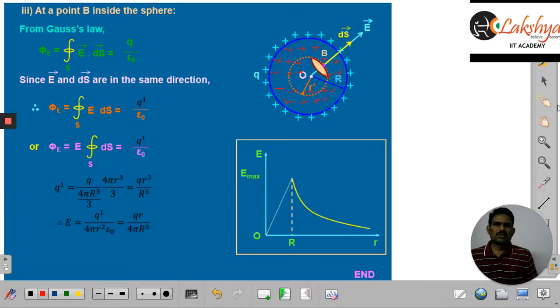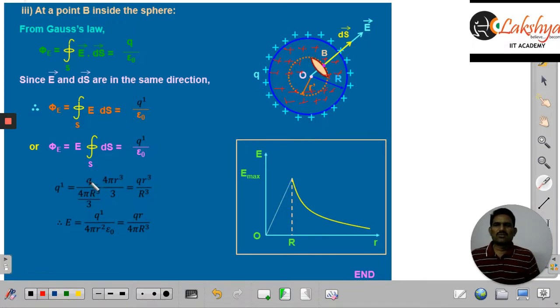So here again we are taking a spherical Gaussian surface of radius r. Then we write E bar dot ds bar is equal to q by epsilon naught. Everything here will be the same. E bar dot ds bar is equal to q dash by epsilon naught. Now this q dash value we need to write. It is nothing but the charge per unit volume into the volume of this Gaussian surface.